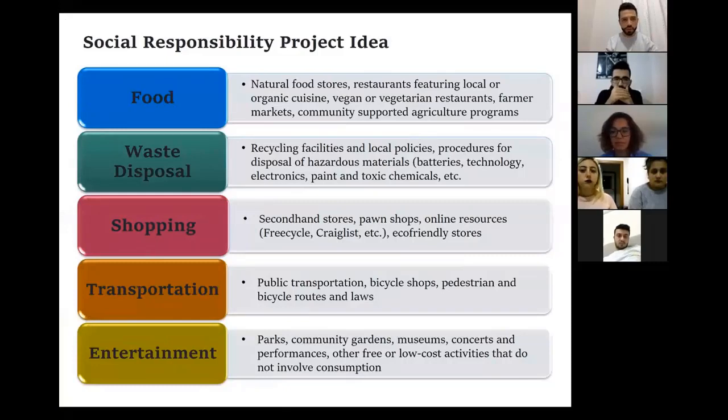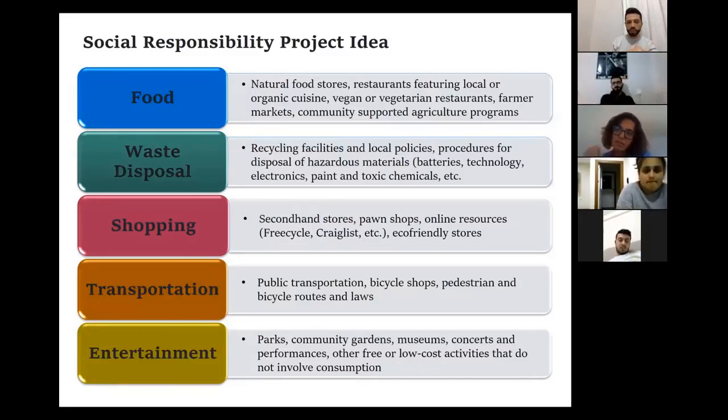There are different resources that you can use to develop your projects as well. Here are some ideas, just consider them. You don't have to stick to them, but they give you some tips. You can focus on food: natural food stores, restaurants featuring local or organic cuisine, vegan or vegetarian restaurants. If you are planning a project about environmental justice, you can focus on waste disposal, shopping, transportation, entertainment as well.